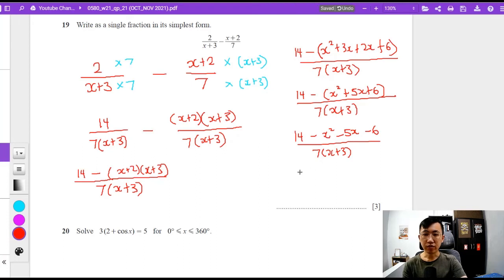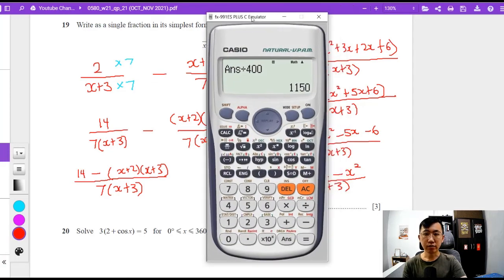So when you simplify, you will get what is this? I can see 8 minus 5x minus x squared over this thing, 7x plus 3. Okay, I can see a quadratic equation on top, right? So I suspect maybe still can simplify. So we need to use our calculator to find out.